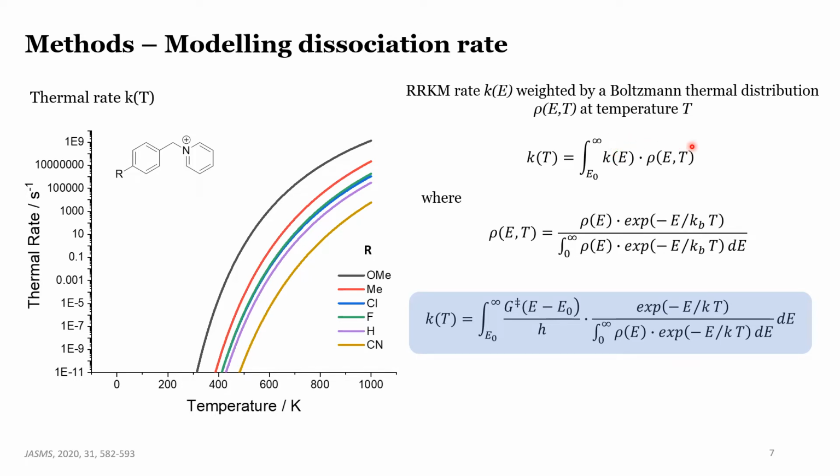The Boltzmann population is simply the density of states of the ground state at the internal energy E, weighted by the population of that energy state at a given temperature. The Boltzmann distribution is then normalized by the partition function, which is effectively the sum over all energy states. Combining expressions and simplifying terms leaves us with the observed dissociation rate highlighted in blue, and is shown for the 6 benzylpyridinium species used in this study.